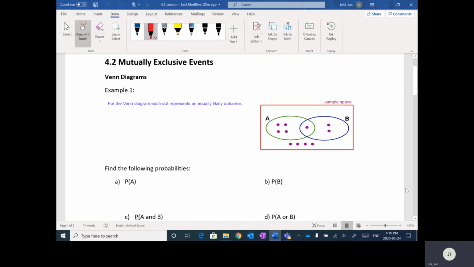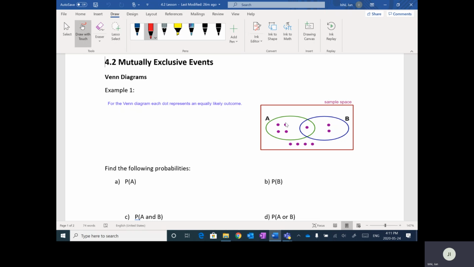All right, guys. The next lesson in this unit is on something called mutually exclusive events. It might sound a little bit fancy, but it's actually not that bad. The main thing out of this lesson is something called Venn diagrams. Now, you may have seen these before. They kind of look like these things here. We have rings and these numbers here.